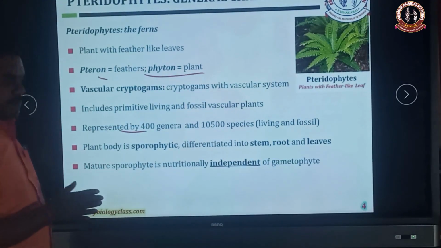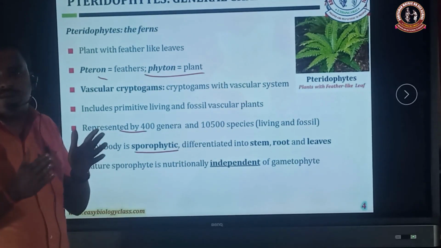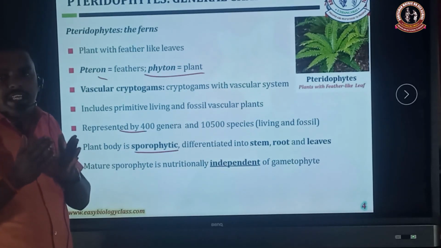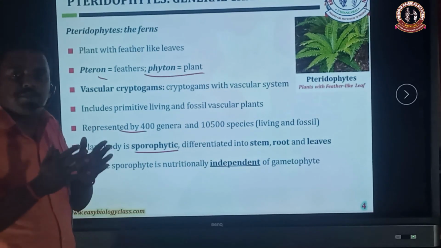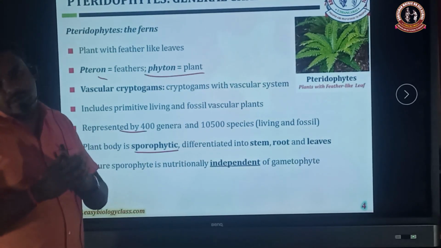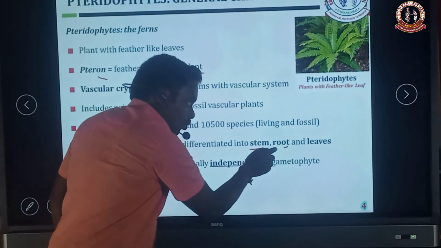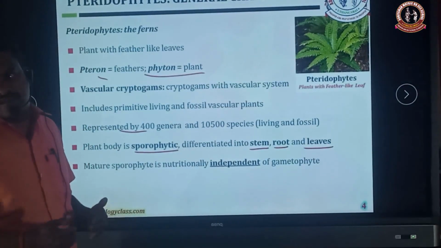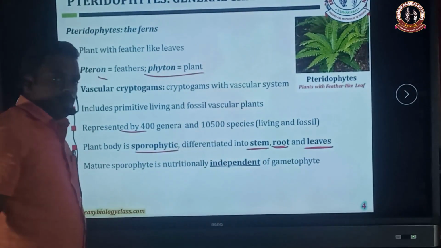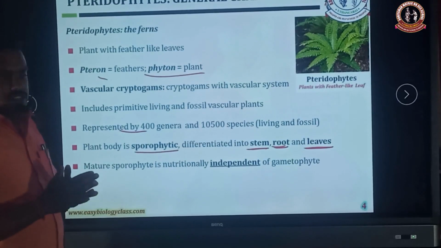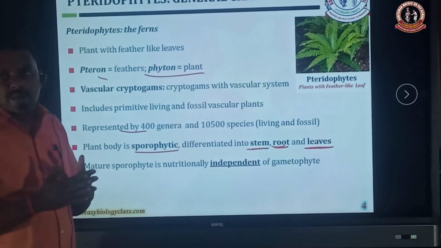The next one, the plant body is sporophytic. Sporophytic is one of the important characteristic features of pteridophytes. Here sporophytic means the 2n condition, the diploid condition. The sporophytic plant body is differentiated into three parts: first root, second stem, and third leaves. The plant body is divided into three parts: root, stem and leaves. But in thallophytes and bryophytes, the plant body is not differentiated.